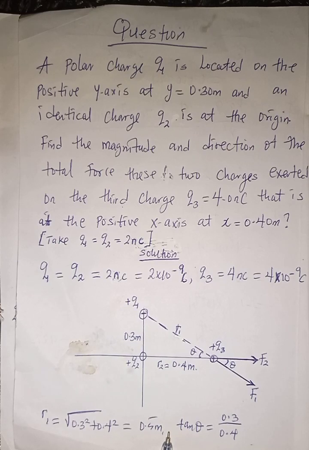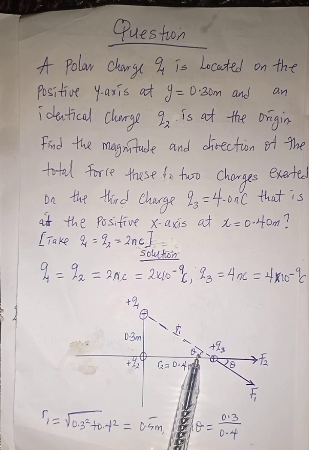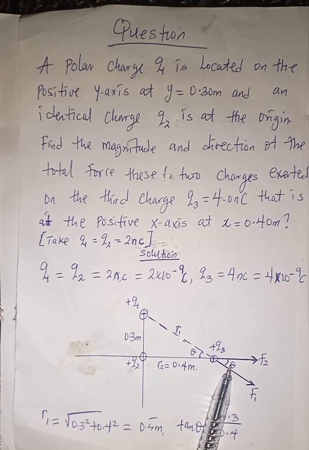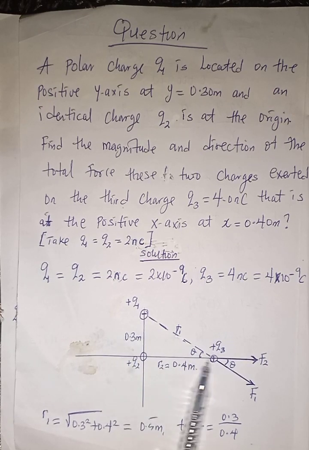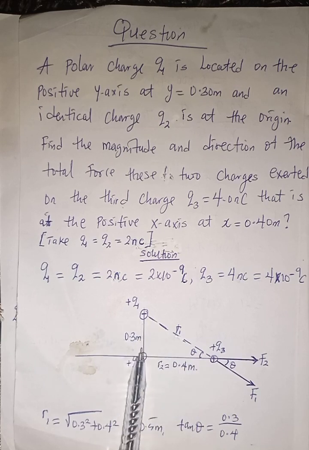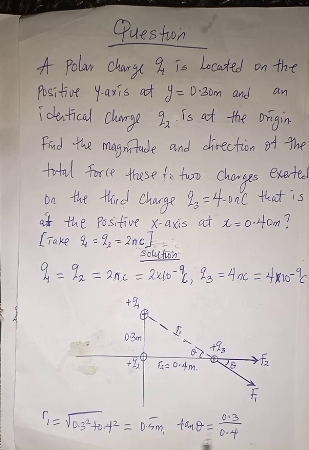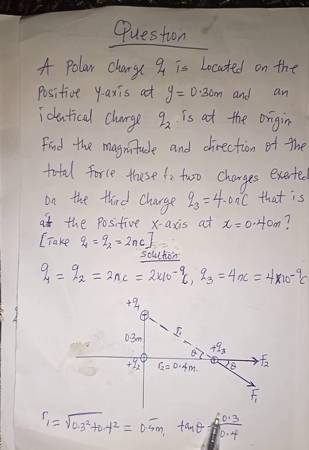As well, from SOHCAHTOA, this angle here is vertically opposite to this one, so they are equal. Vertically opposite angles are equal. So the tan of this angle will be opposite over adjacent. The side facing the angle is opposite, this side is the hypotenuse, and this other one is adjacent. That's why I'm having 0.3 over 0.4. So this theta will be tan inverse of this ratio. Then we'll check what we are going to have.